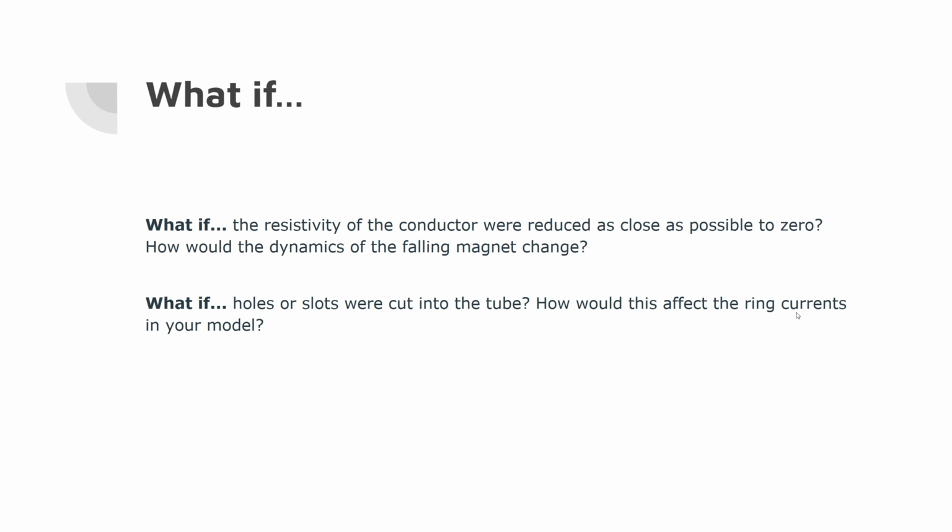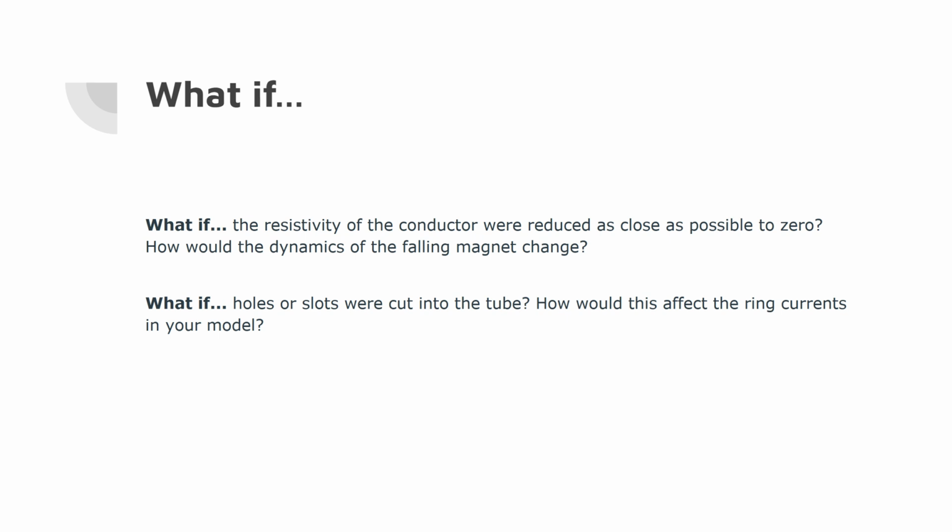So, what if the resistivity of the conductor were reduced as close as possible to zero? How would the dynamics of the falling magnet change using Ohm's law if the resistivity in the conductor was almost zero? The current would have to increase drastically. This change would greatly increase the magnetic force on the bar magnet.